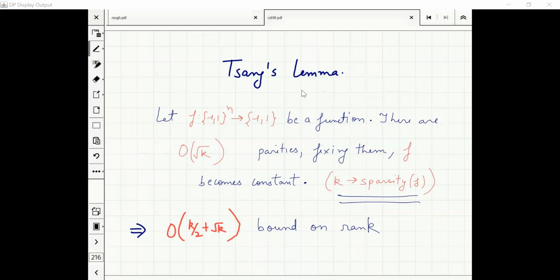Okay, so there exist some square root k parities. Not k parities. Obviously, if you are allowed to fix k parities, then however you fix them, your function will become constant. You just fix all the parities in the sum. What Sang's lemma is saying is something non-trivial. It is saying you are only allowed to have square root k parities. You fix them. There is a particular assignment. If you pick that assignment, your function will become constant.